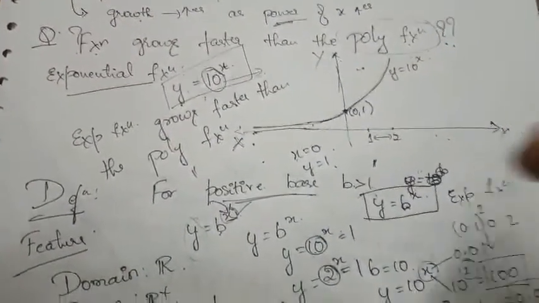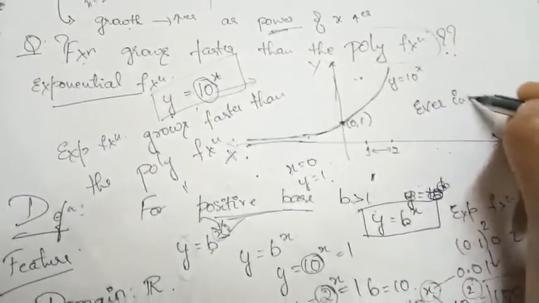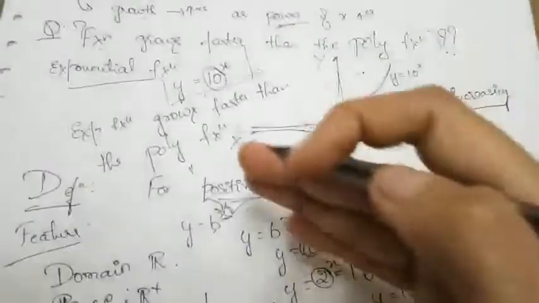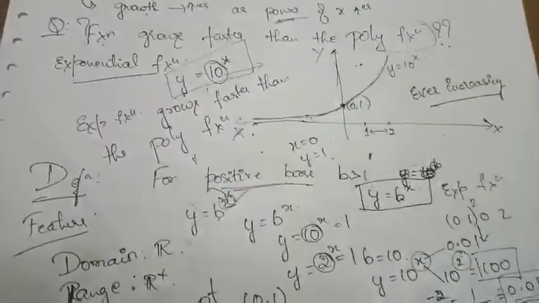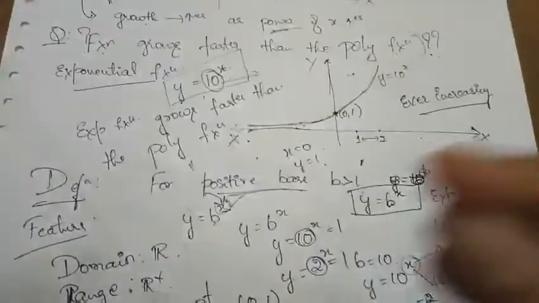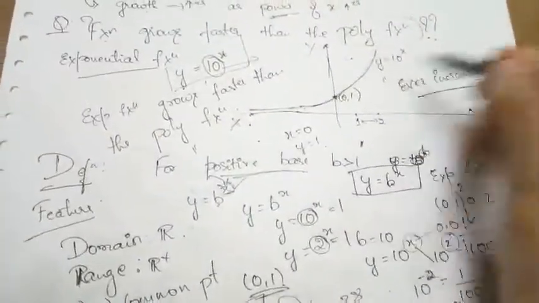This exponential graph is always an ever increasing graph from left to the right. Exponential increase means a sudden increase, where for one small change there will be a big growth in the graph. Such a type of graph is called an exponential graph or an exponential function. So this is an ever increasing graph.